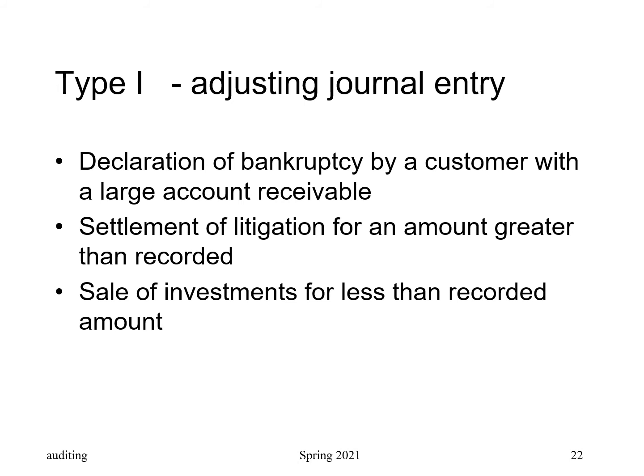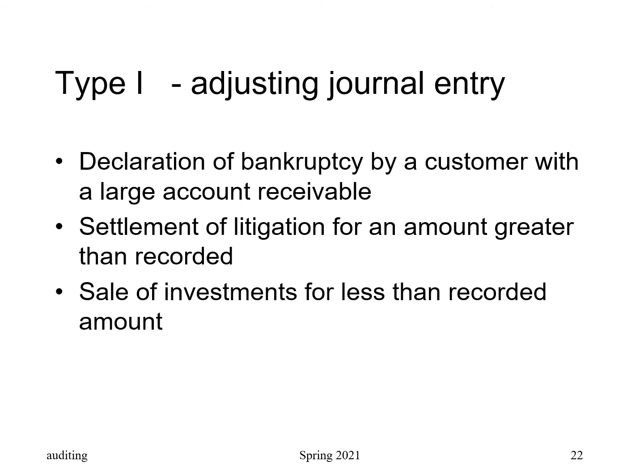Here are some examples of type 1 adjusting journal entries. Declaration of bankruptcy by a customer with a large account receivable. When I think of accounts receivable, I tend to think of Walmart with millions of customers. But not all businesses have that many customers. We audited a copper mine that only had 9 customers. They sold copper to 9 customers. So any one of those customers probably would have had a material impact on their financial statement. So if a customer goes bankrupt in January, if we would have known that, would we have had a bigger allowance for doubtful accounts?